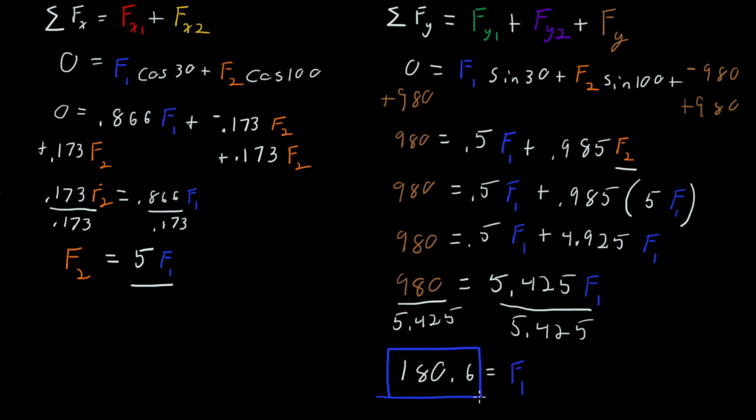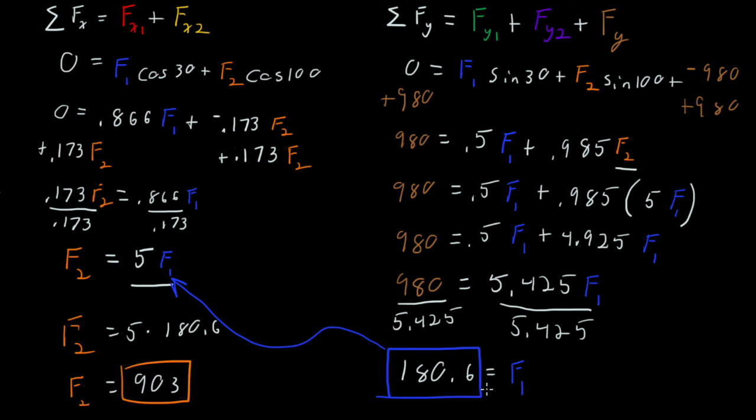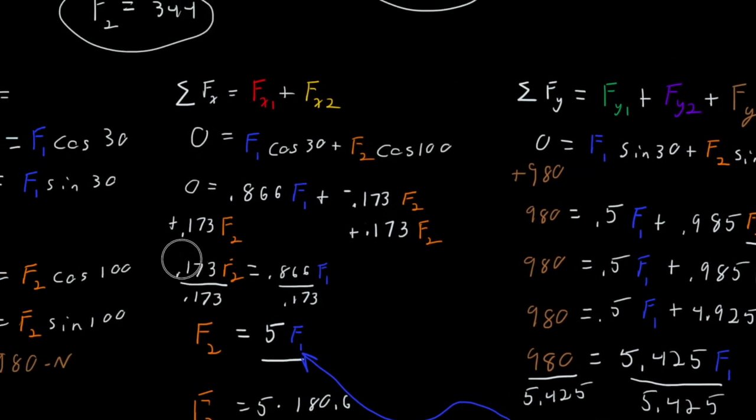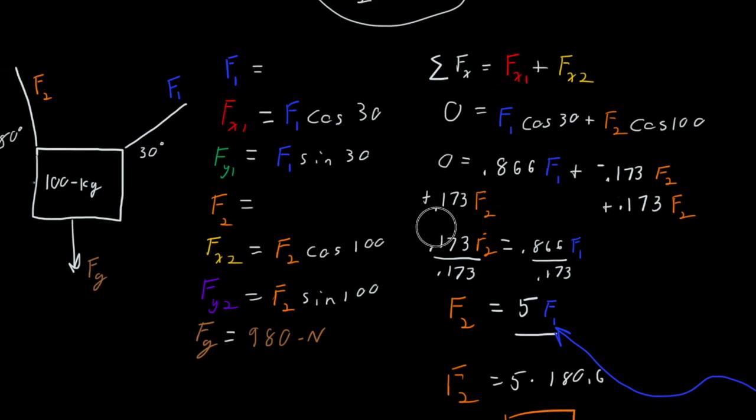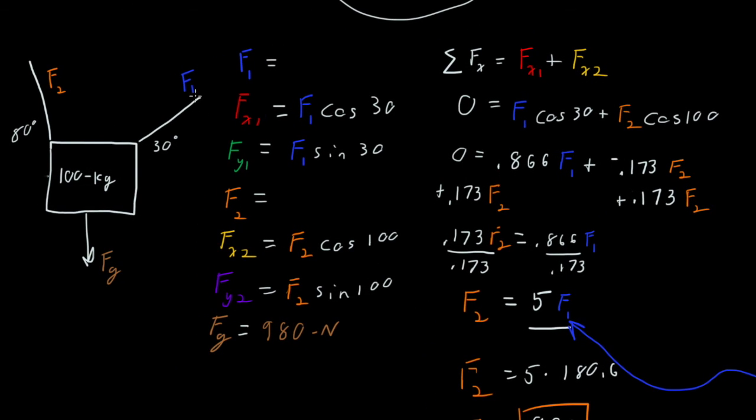Now I've got 180.6 for F1, and I can plug that in right here. And I end up with 180.6 for F1 and 903 for F2. So if I have a situation where I have two missing variables, I can always use substitution if I can create two distinct equations.